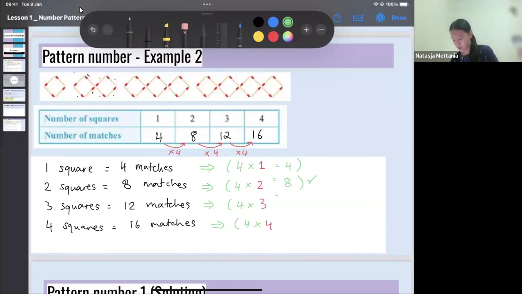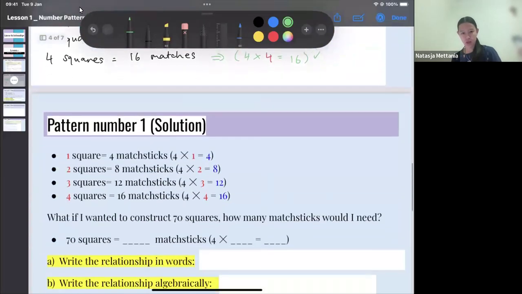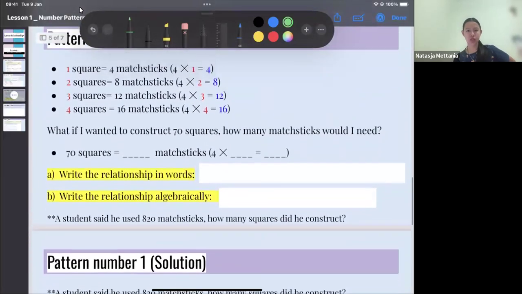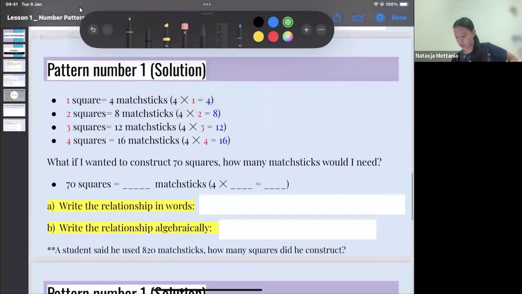Okay, there is a relationship between the pattern, so the times 4, okay, the pattern in the number of matches, and relating that to the number of squares. Okay. So these check out. Okay. Now looking here, this is the solution, right? We've already done this. Okay. The pattern was multiplying 4. Yeah. I multiply 4 by the number of squares.